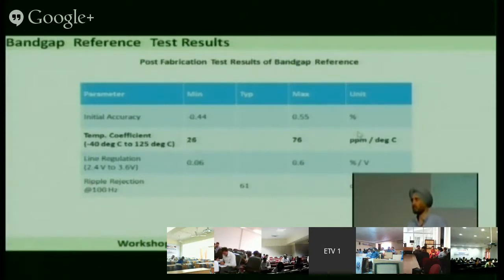So ppm is parts per million, and this is the line regulation. 0.06 percent is the minimum, maximum is 0.6. So it should be less than 0.6 percent line regulation. Ripple rejection is 61 decibels. 61 decibel means 20 log, so this means you are able to reduce the ripple by 1000 times. If in the input signal there is some ripple, in the output it will be divided by 1000, and that signal will come at the output.